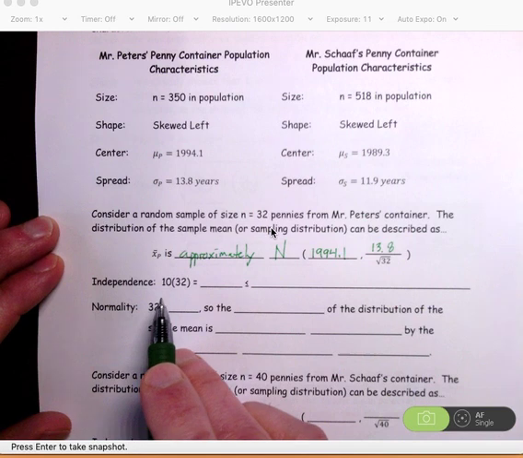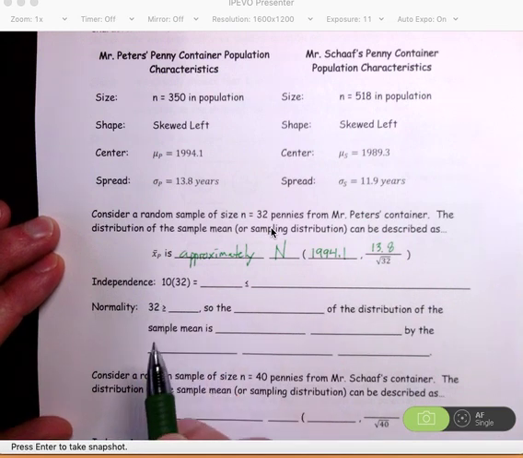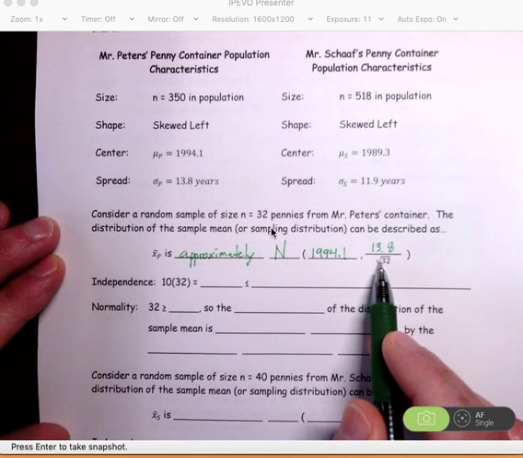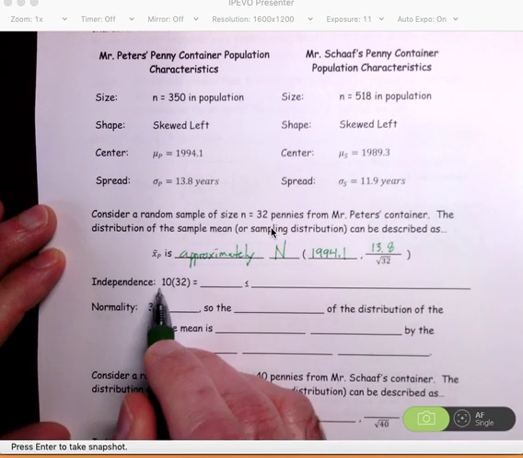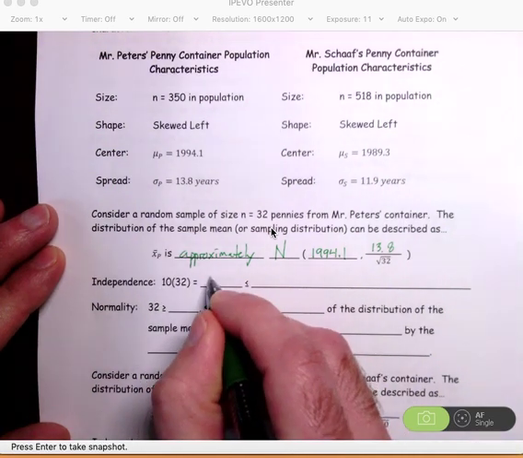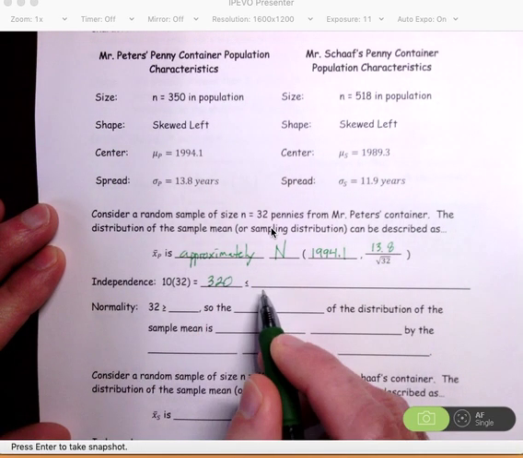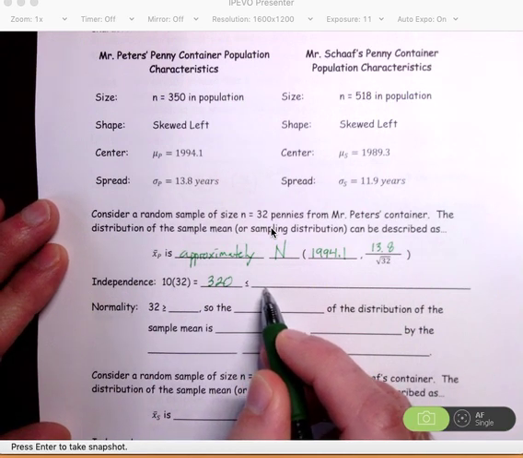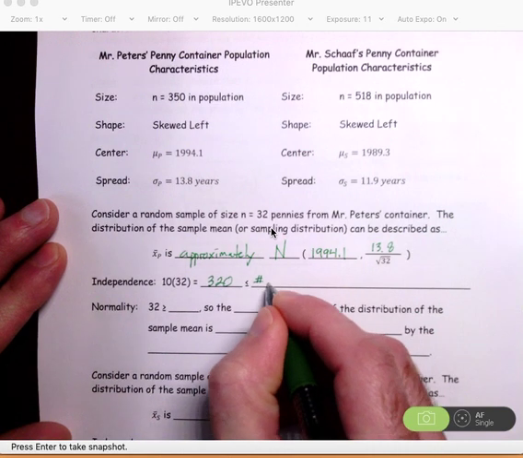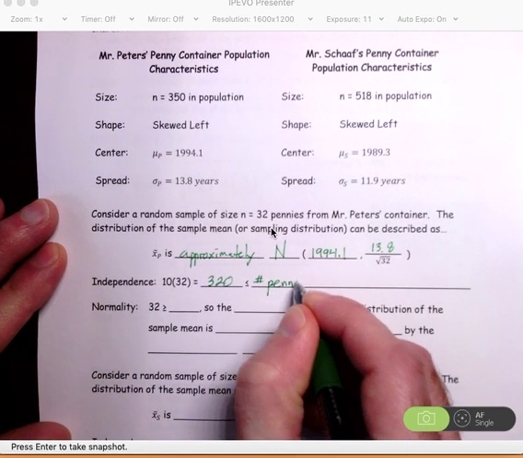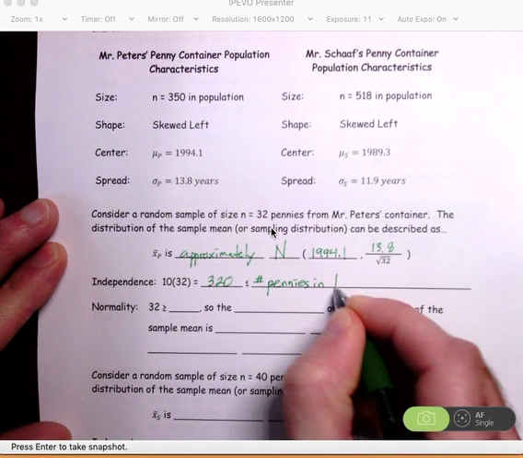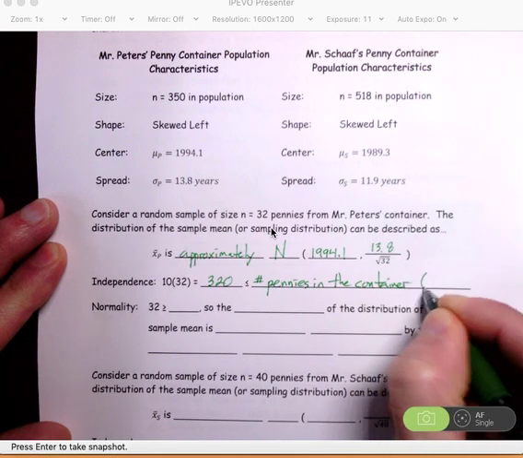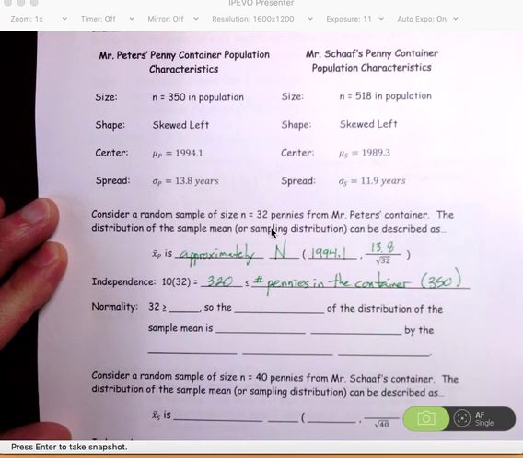Let's talk about the conditions that are required. Always, you need a random sample of pennies. Independence must apply in order for the standard deviation formula to be legitimate. So 10 times my sample size is 320, and that needs to be less than or equal to the number of pennies in Mr. Peters' container, and that's 350. So we know that the independence condition is met.